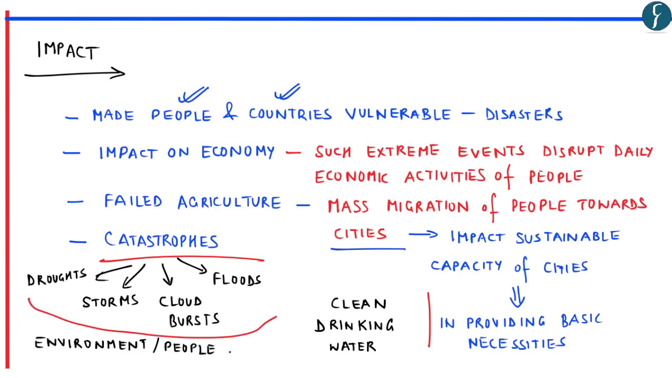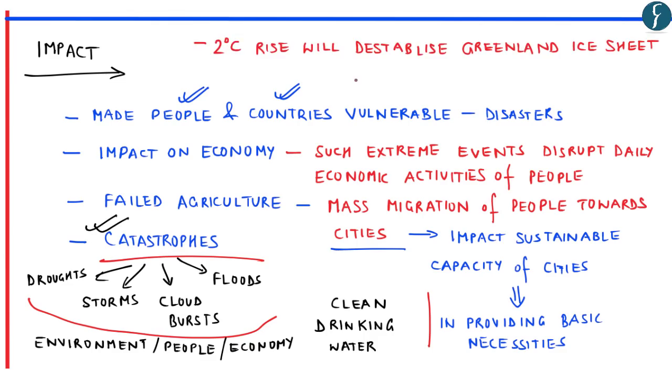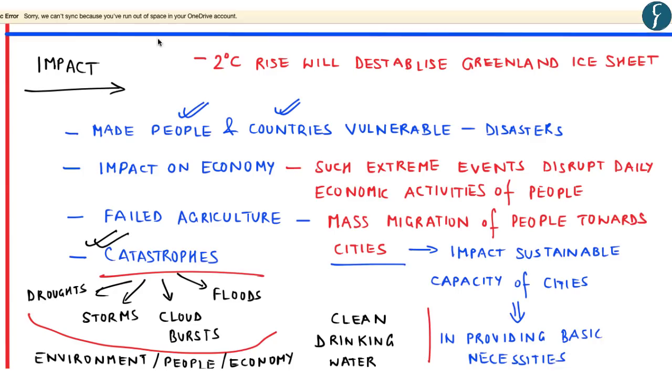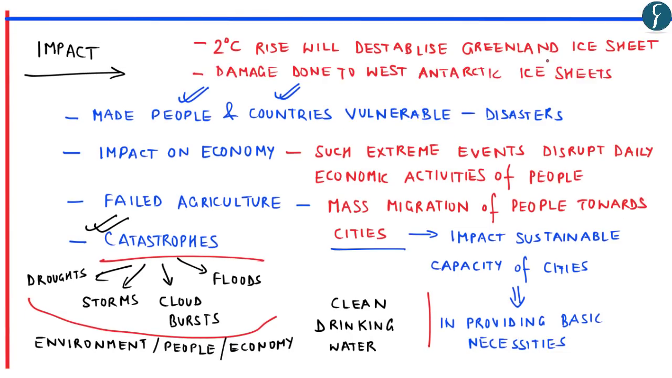Further impacts of climate change are irregular events of catastrophes such as storms, cloudbursts, floods, and droughts, and all these have impacted the environment, people, as well as the economy of a particular place, which is disrupted through these catastrophes. Further, a 2 degrees Celsius rise will also destabilize the Greenland ice sheet, and we have already noticed certain damage done to the West Antarctic ice sheets. So all these are some of the impacts of climate change, and in this aspect it becomes the duty of all the countries, including developed, developing and the poor countries, to come together to combat climate change.